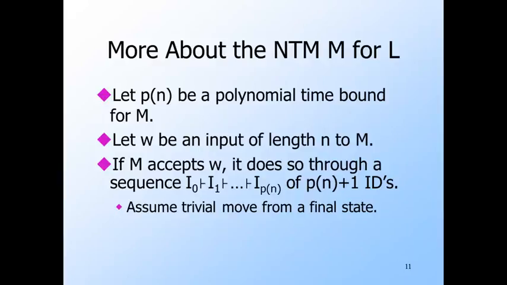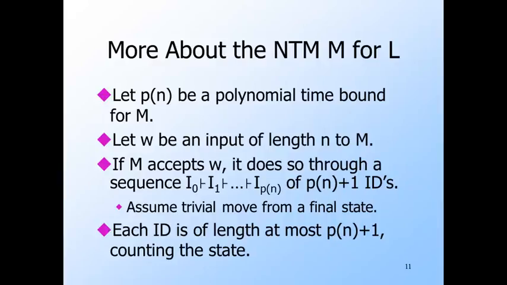We're going to assume that if M is in an accepting state, then the identical ID represents one legal move. So if M enters an accepting state early on, then the sequence of IDs leading to acceptance can be extended to length P of n by repeating the first ID that has an accepting state. There is no harm in doing this. M has already accepted, so entering an accepting state more than once will not change anything.